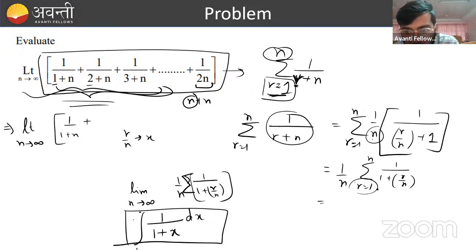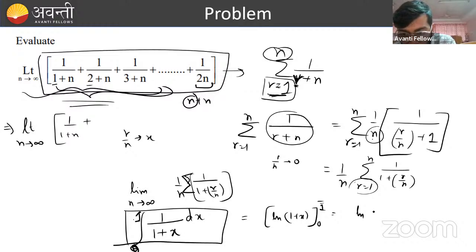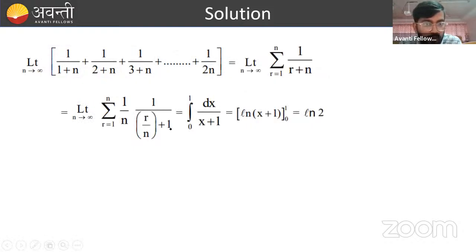Okay, so here r is 1, and since n is tending to infinity, r by n, that means 1 by n, will be 0. So I'll write here 0. And here, since r is going till n, and n by n will be 1, so the limits are 0 to 1. So what is the integration of this thing? ln 1 plus x, from 0 to 1. This can be written as ln 2. Okay, so this is our answer. Let's check the solution also. You can see here the same thing has been done. I hope you guys understood this.